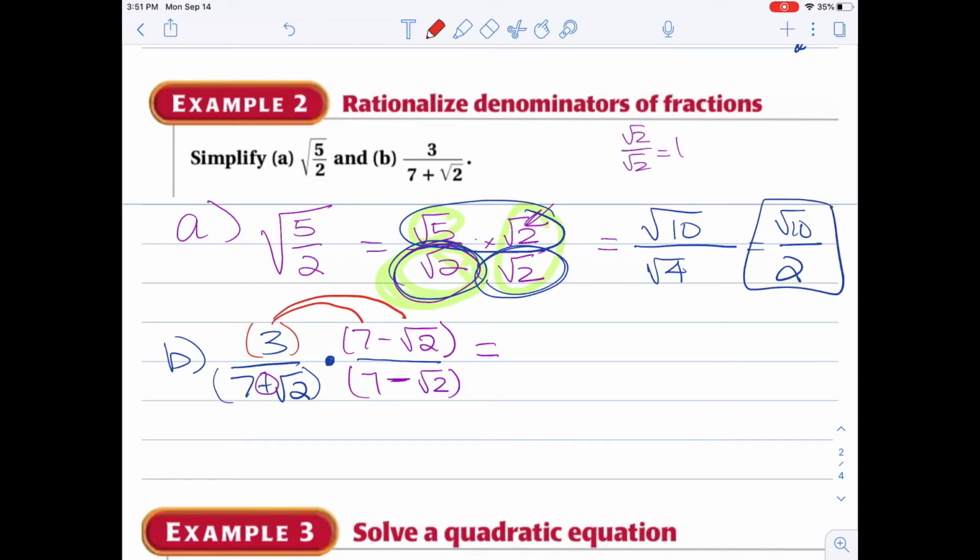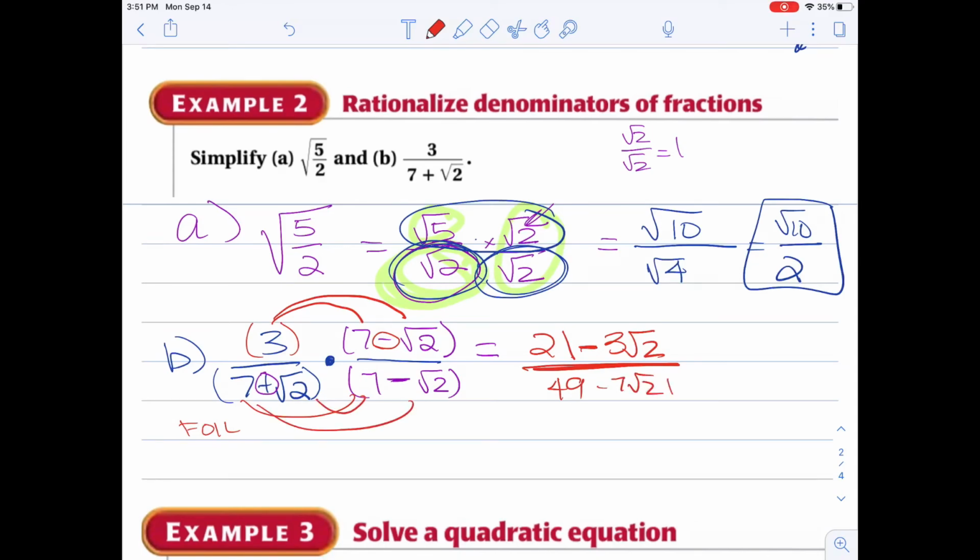And then we're going to distribute and multiply the top and the bottom. So we go 3 times 7 is really 21. Bring over the minus sign. And 3 times the root of 2 is just the 3 root of 2. And then we're going to FOIL the bottom.